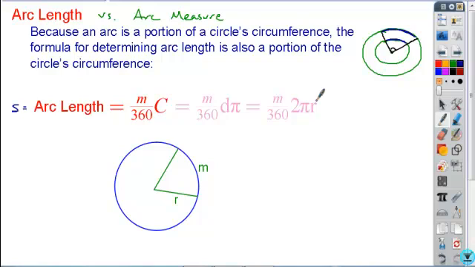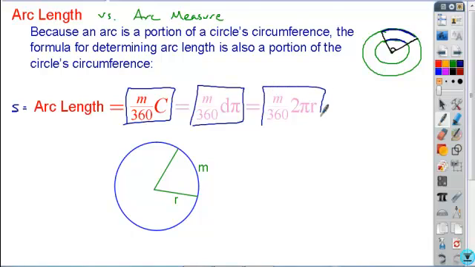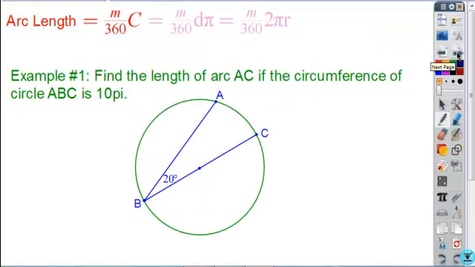So arc length is just m over 360, some fraction of the circle's circumference, c. You can express that circumference in terms of the diameter d pi, so m over 360 times d pi, or circumference can also be expressed in terms of radius as 2 pi r, so you could also express it as m over 360 times 2 pi r. I'll show you some examples of these, and it'll indicate which equation to use.